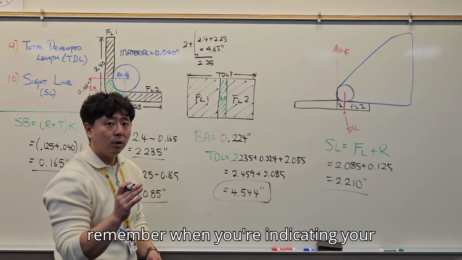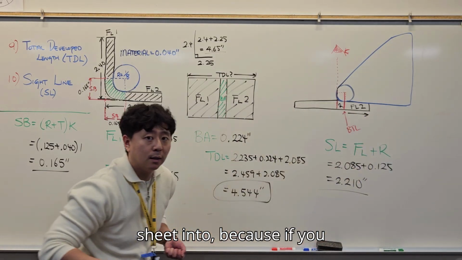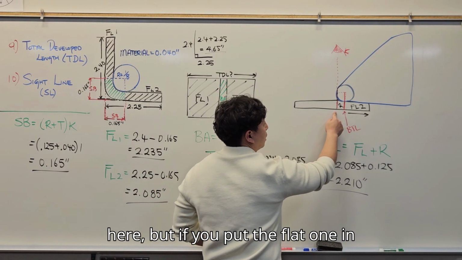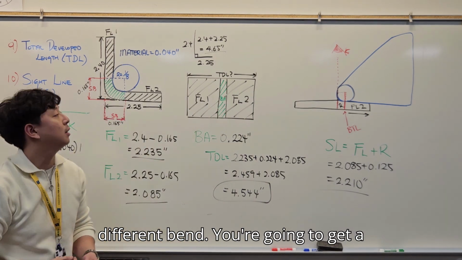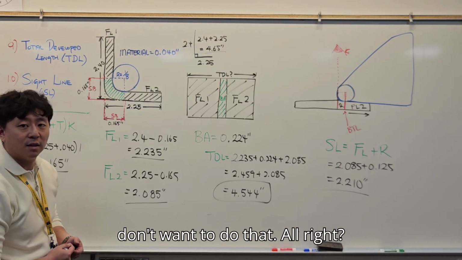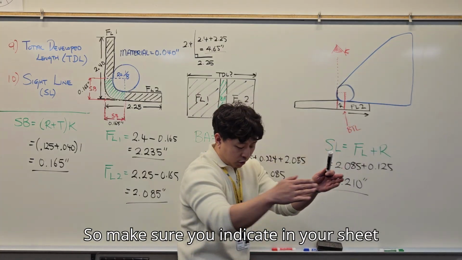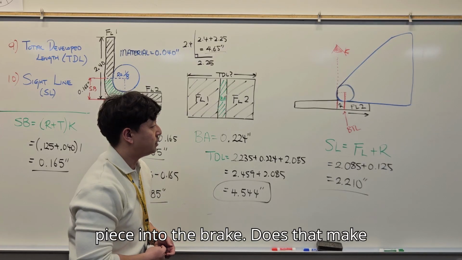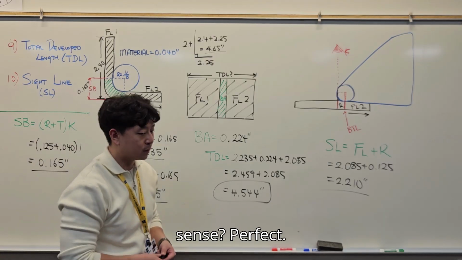Remember, when you're indicating your sight line, you also want to indicate which direction you want to put your sheet into, because if you draw the sight line from this edge to here, but you put the flat 1 in there, you're going to get a completely different bend. You're going to get a completely different result, and you don't want that, right? So make sure you indicate in your sheet which direction you're going to feed your piece into the brake. Does that make sense? Perfect.